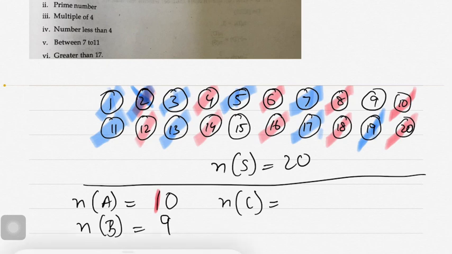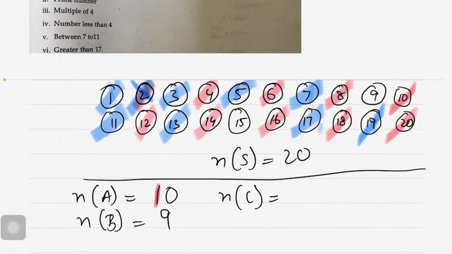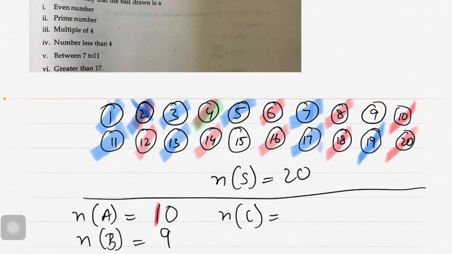Okay. Let us see n of C, which is multiple of 4. Which are the numbers which are multiple of 4? 4, 8, 12, 16 and 20. These are the numbers which are multiple of 4. Right? So your n of C will be 5 because there are 5 balls which are multiple of 4.